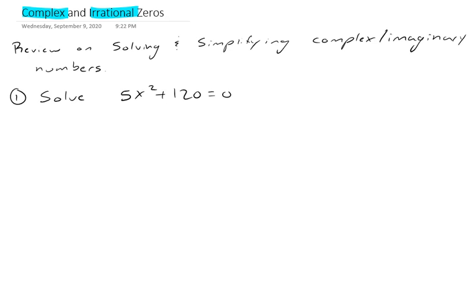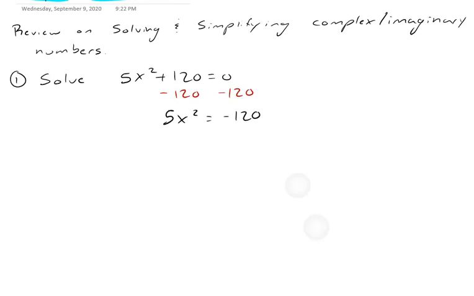For example, my first example is 5x squared plus 120. Subtract 120. You get 5x squared equals negative 120. You can divide by 5. And you get x squared equals negative 24. And then you take the square root. Now when you take the square root, you must add a plus or minus in the front.